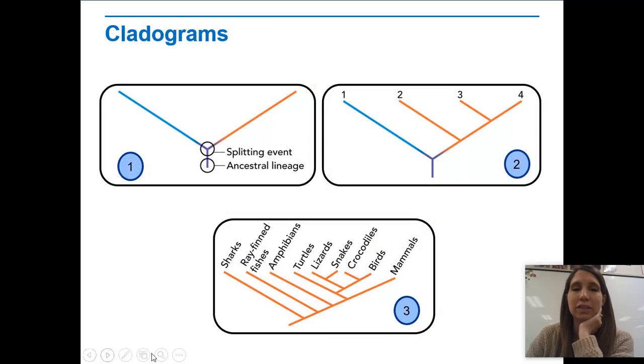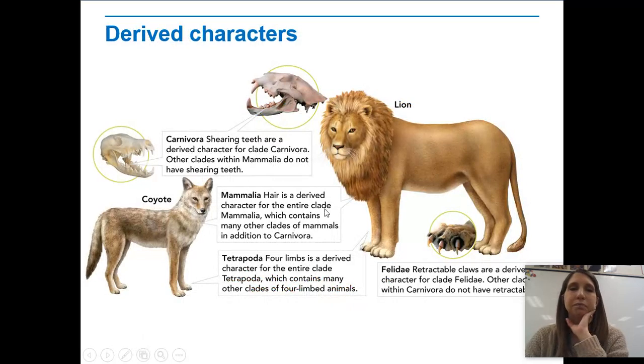And if we were to represent them on a cladogram like this, well, we're going to see both lions and coyotes over here in this mammals category, right? That would have to continue to branch there to represent those.